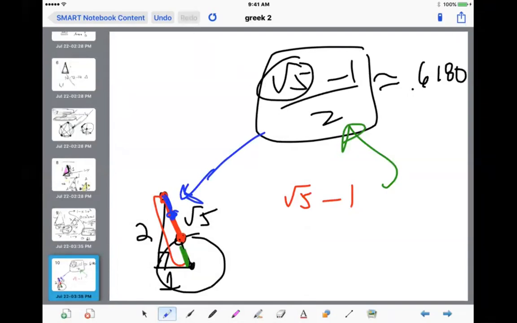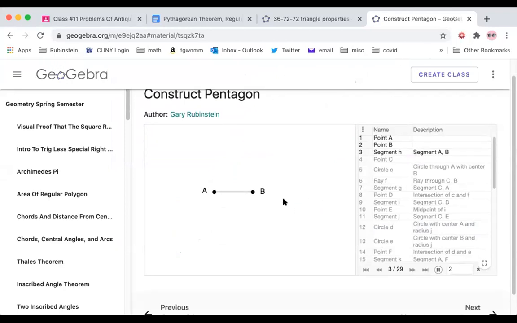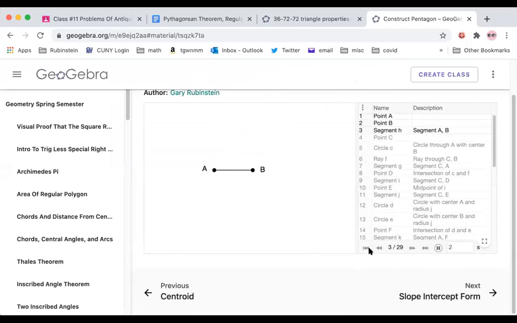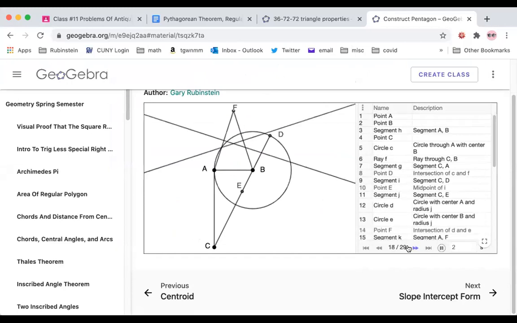Let me show you a pretty cool screen. If you look at the screen now, I can actually go through the steps one at a time. So this is creating the square root of 5. Oh, rats, I'm doing it a bit of a different way, but at least it'll be fun to watch the construction appear.